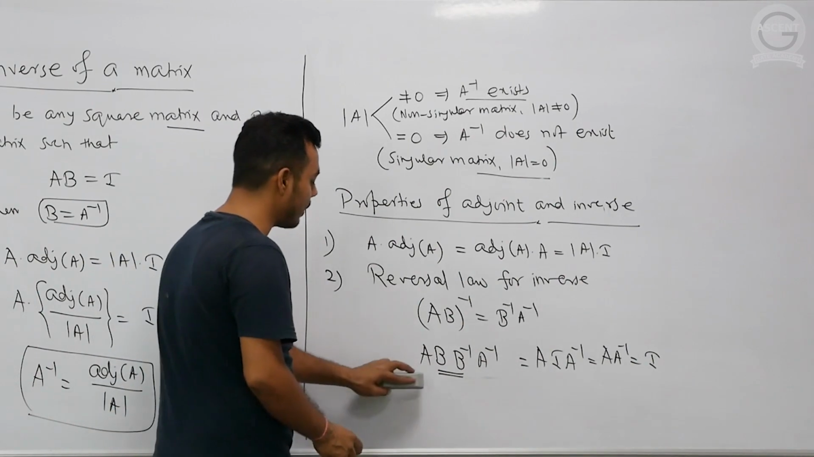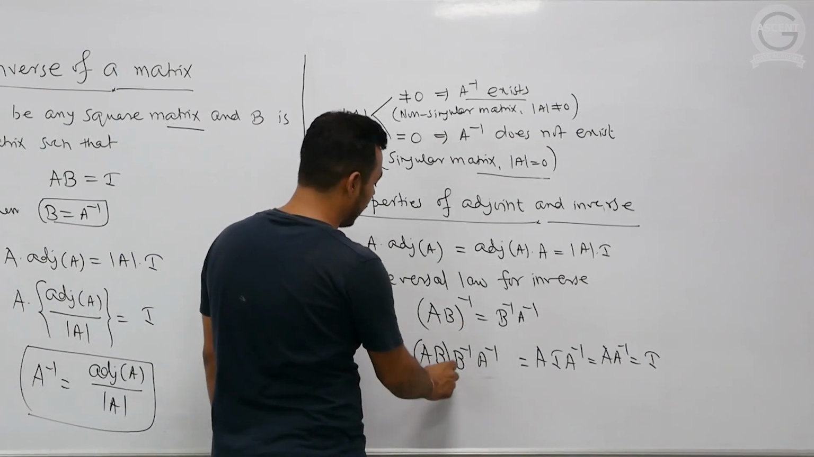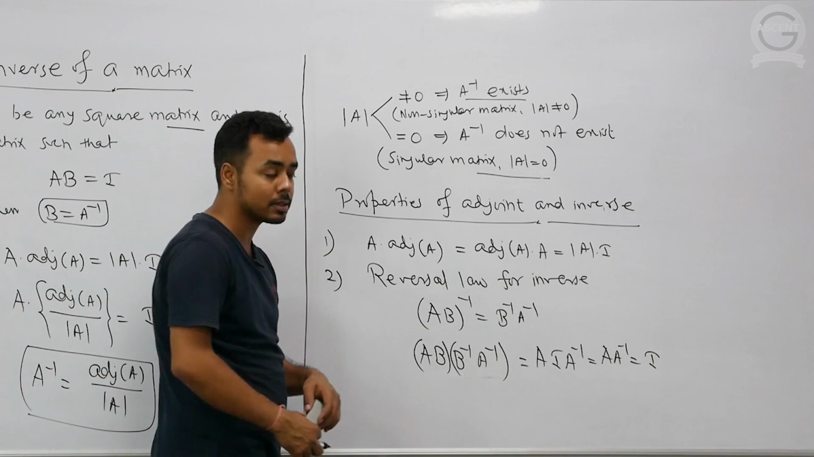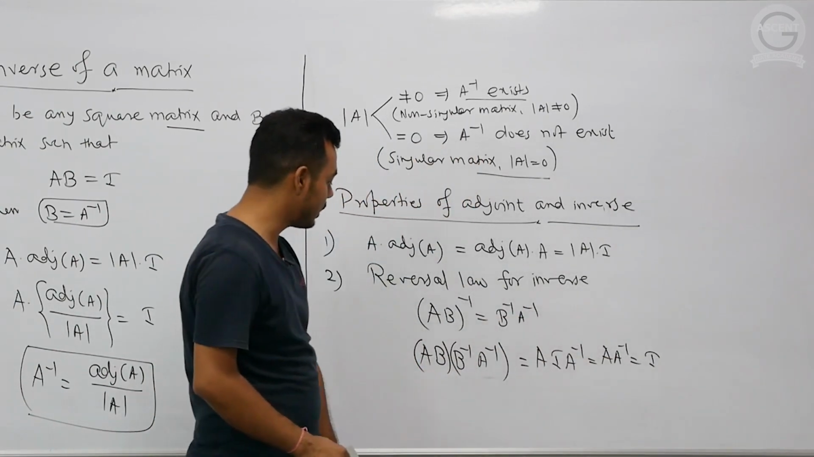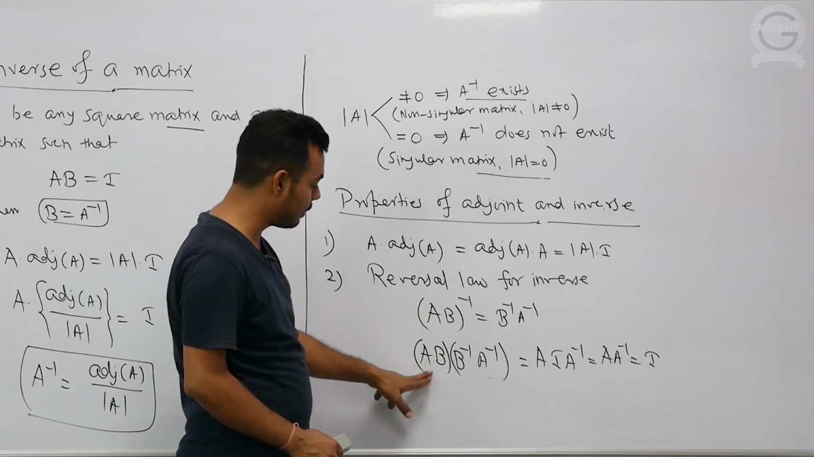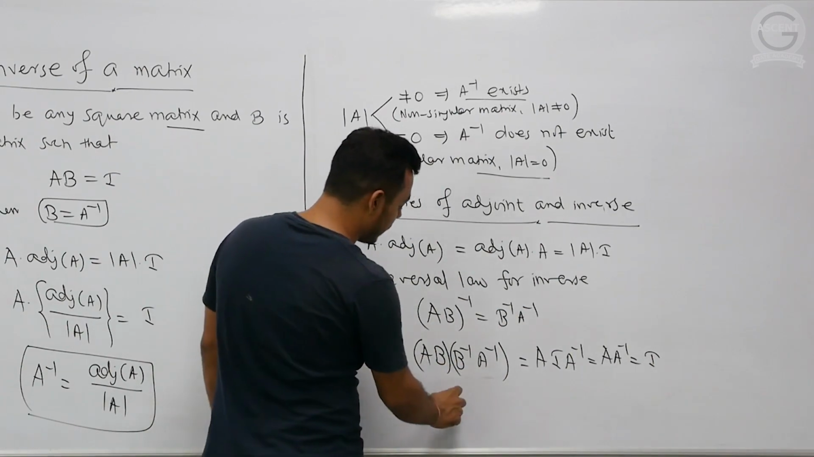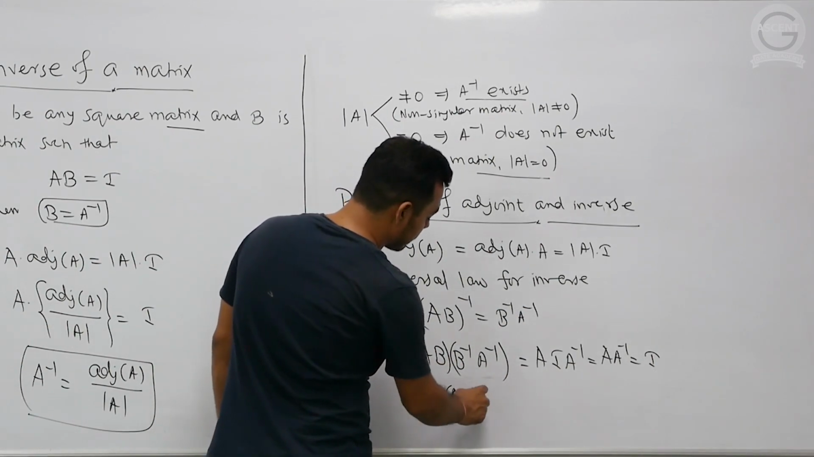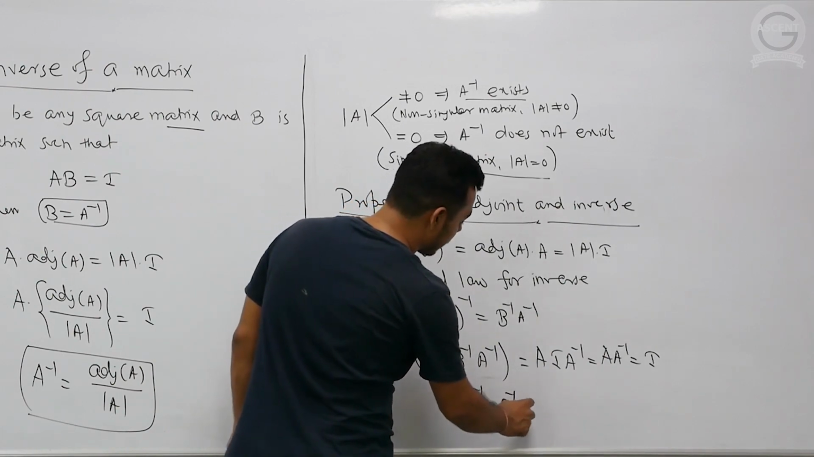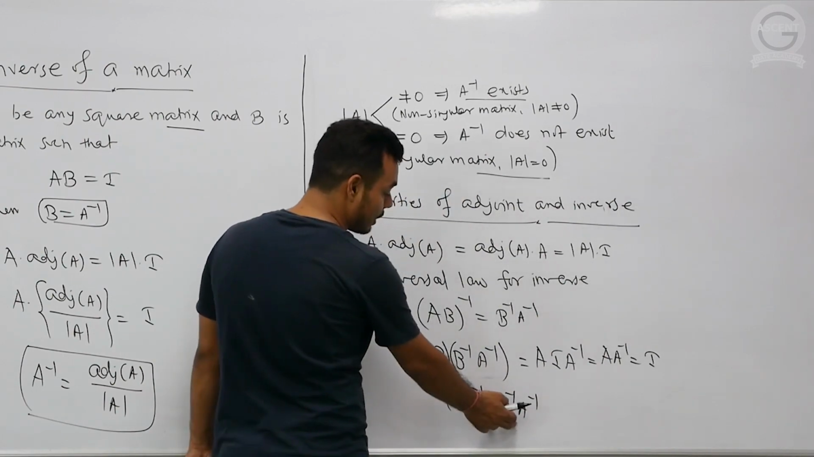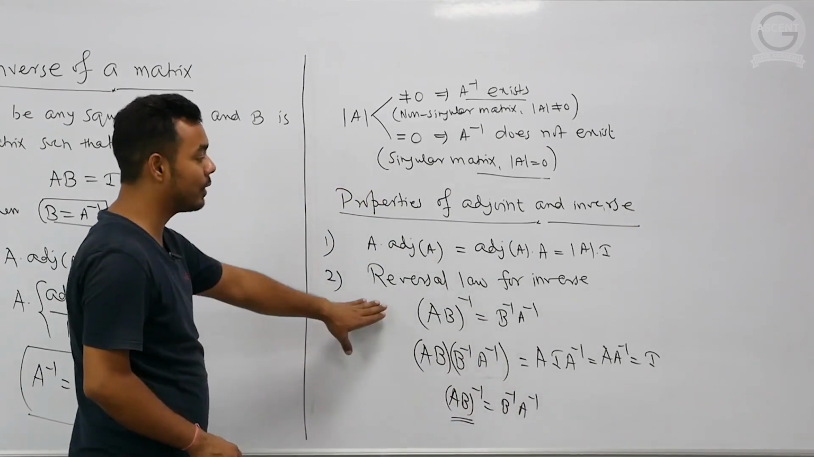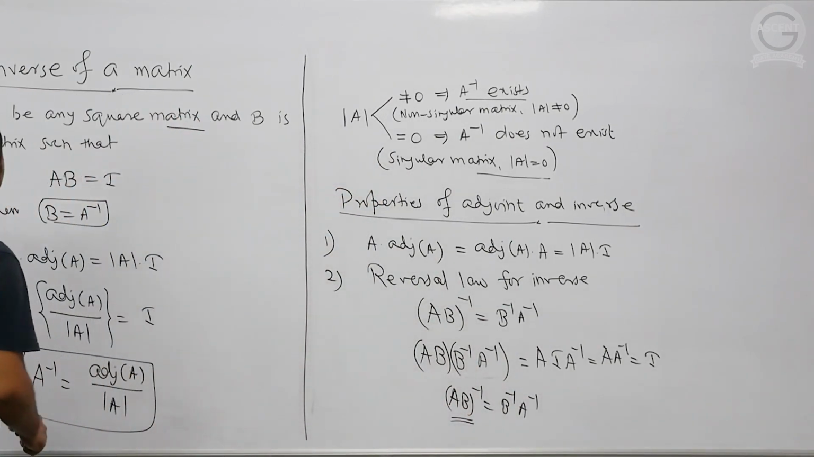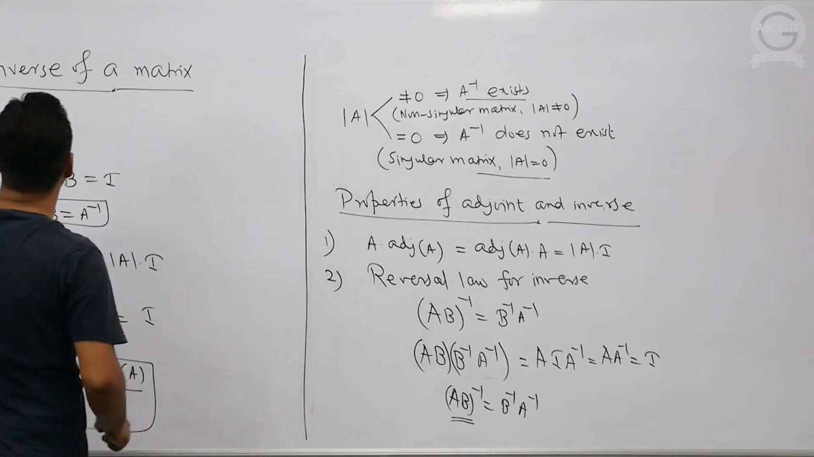So you can see that you have one matrix AB and another matrix B inverse A inverse, and the product of these two matrices is the identity matrix. So this means the second matrix is nothing but the inverse of the first. The second matrix B inverse A inverse is the inverse of the first matrix AB. So this law is called the reversal law for inverse, and you can extend this law for any number of matrices.